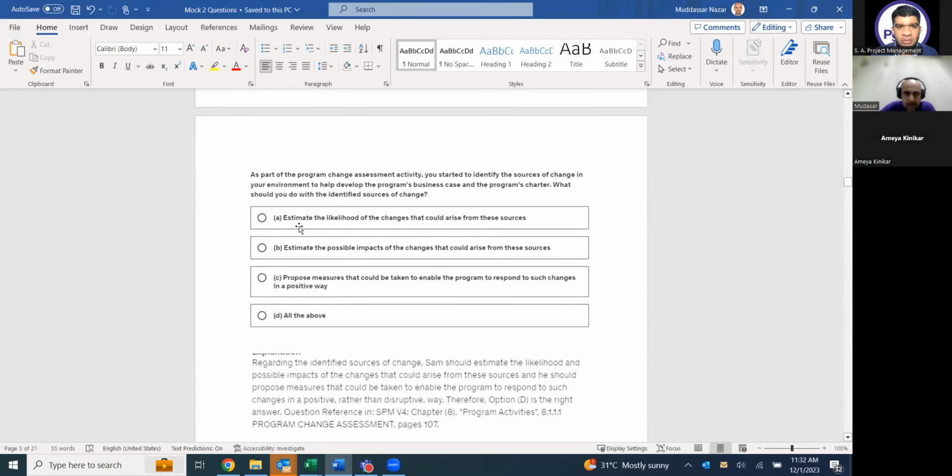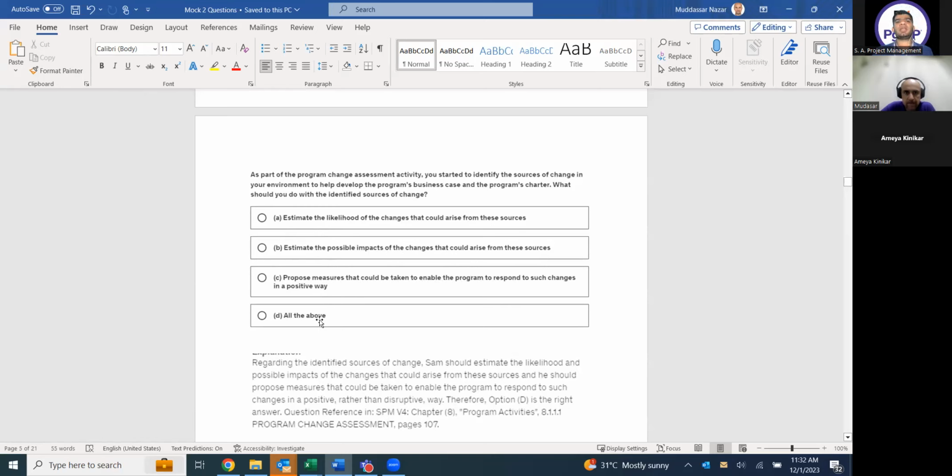So the options are: estimate the likelihood of the changes that could arise from these sources, estimate the possible impacts of the change that could arise from these sources, and propose measures that could be taken to enable the program to respond to such changes in a positive way. All of the above.